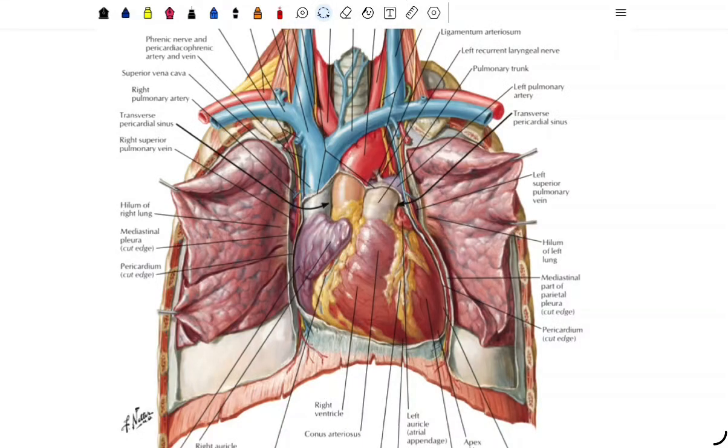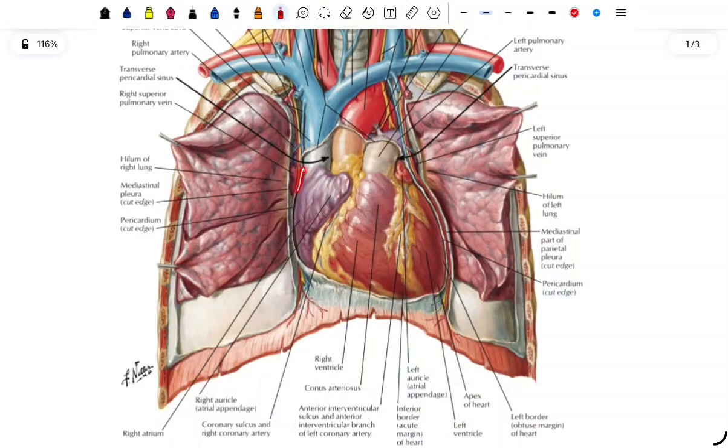So today's topic is about the heart. What is the heart? The heart is the pumping organ of our body, which pumps blood to different tissues and receives blood from different organs. Normally, the heart pumps oxygenated blood to the body tissues and receives carbon dioxide-rich blood from different parts of the body. Now we'll learn about the position of the heart. So let's start.